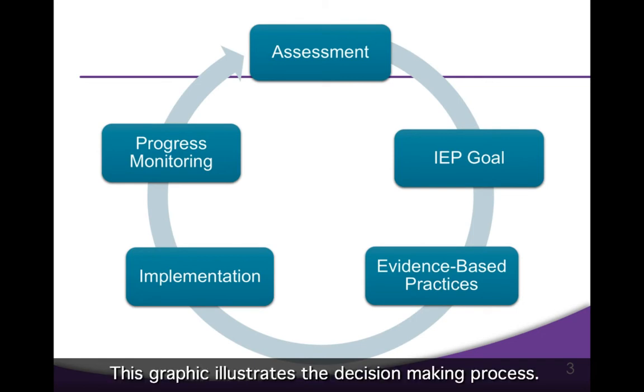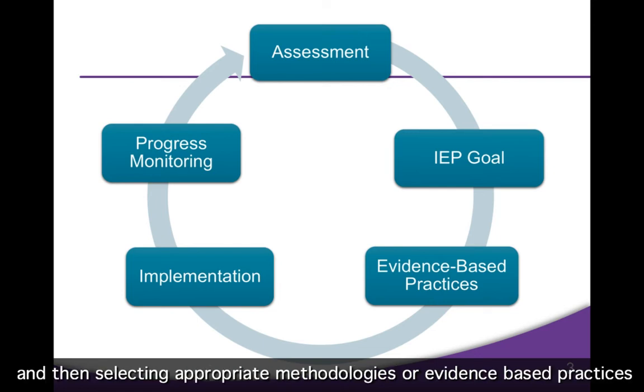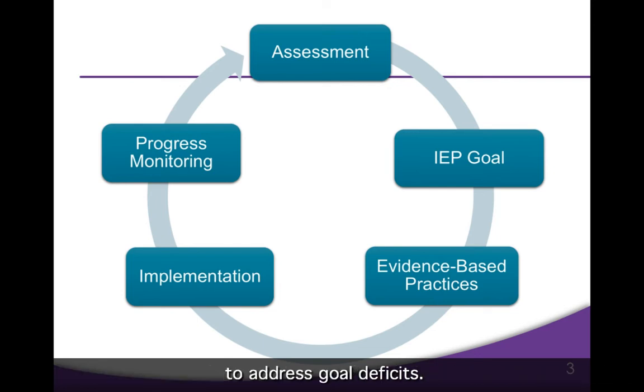This graphic illustrates the decision-making process. This module focuses on IEP implementation, which includes using information gathered from assessment and IEP goals to determine point of student need, and then selecting appropriate methodologies or evidence-based practices to address goal deficits. Implementation in this process graphic refers to the degree of fidelity to the evidence-based practice selected, used in planning for instruction. Teachers use progress monitoring to determine whether the instruction is adequate for the student to make progress towards his or her IEP goals.